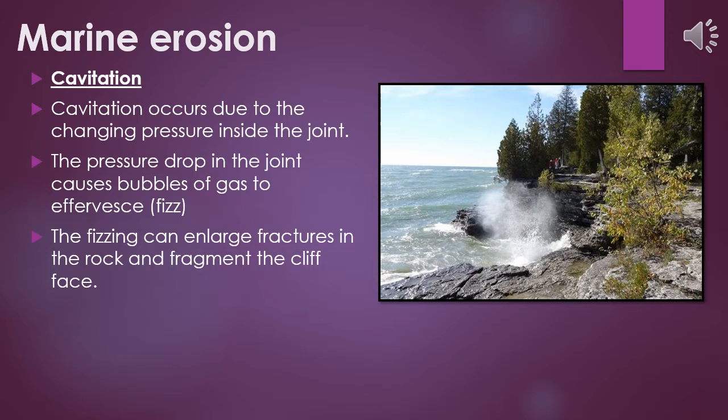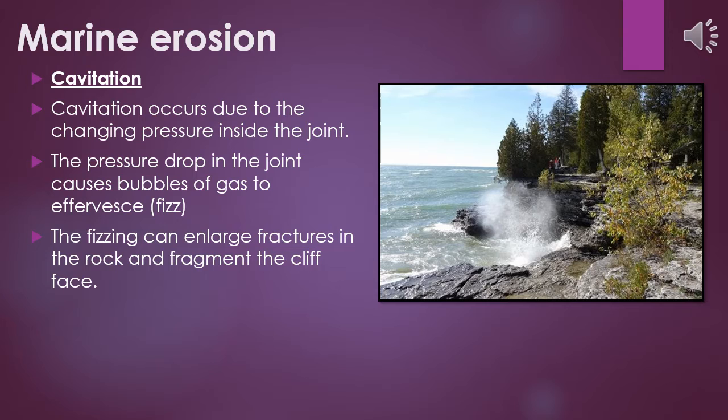Erosion type number 2 is cavitation. Now this occurs every time a wave hits a cliff face. So when the wave hits the cliff, the pressure inside the gap in the rock builds up, because basically the air is being forced into the crack, a bit like when you blow up a balloon, you force air into the balloon, and that air is then under high pressure because it's trapped inside there, it can't go anywhere. When the wave goes back, the pressure is released, and that causes a fizzing of the gas within the water.